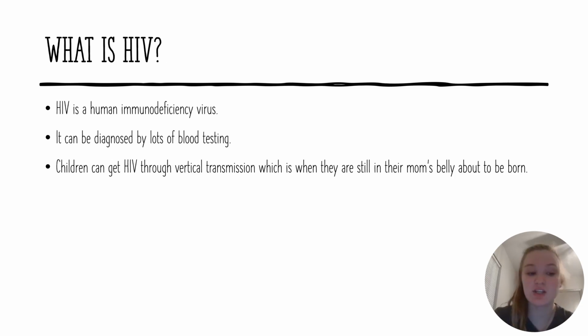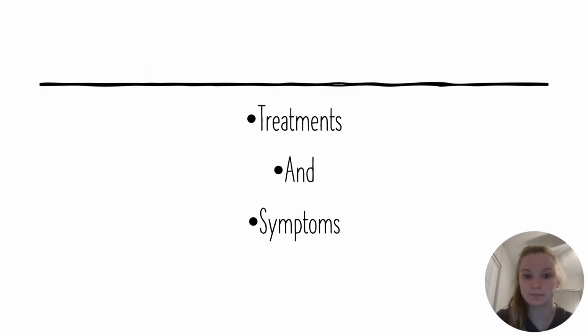What is HIV? HIV stands for Human Immunodeficiency Virus. It can be diagnosed through blood testing. Children can get HIV through vertical transmission. Vertical transmission is just when you're still in your mommy's belly and you're about to be born. The blood testing is when sometimes you have to go to the doctor and they poke you a little bit and draw your blood. That's how they find out that you have HIV. Okay, so kind of simple.